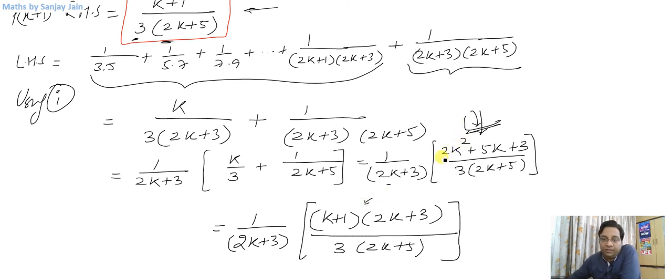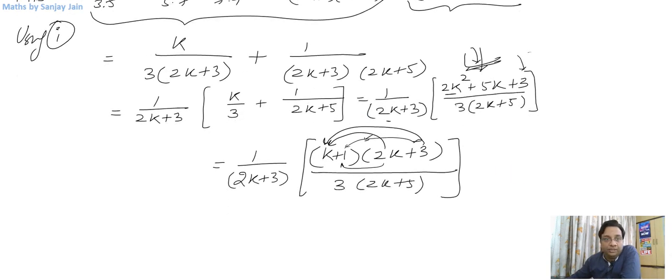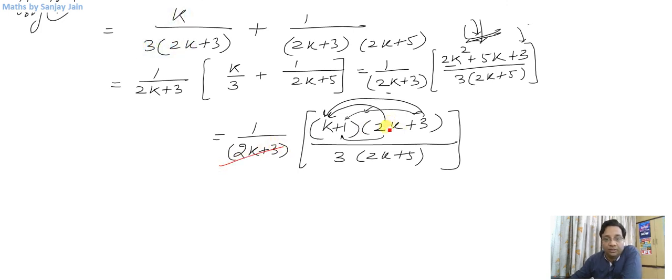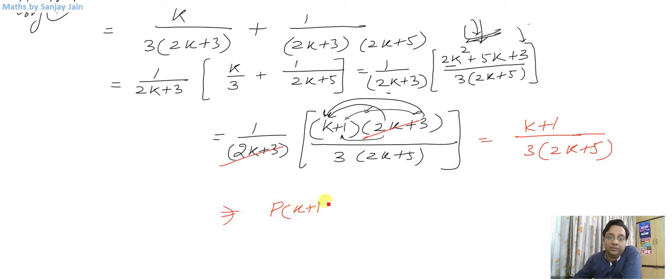And if you want to verify, you can see 2k squared. 2k multiplied with this will give you 2k squared. What will be the constant term? 3. So this constant multiplied with this 3 will give you 3. And how will you get k? When this 2k is getting multiplied here, it will give you 2k. When 3 is multiplying with this k, it will give you 3k. So 2k plus 3k will give you 5k. I hope these things are okay with you. So this will be cancelled, and what you will get in the end is (k plus 1) divided by 3 into (2k plus 5). This is something that you were looking for. So P(k+1) is true.